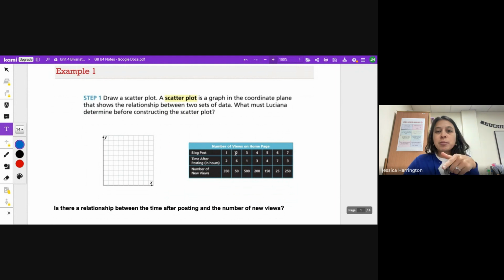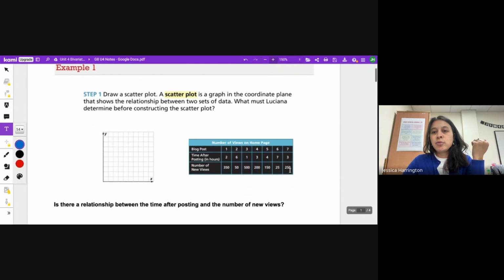If we look at this, this is about a web page, and she's posting blogs on it. So blog 1, blog 2, blog 3, blog 4. And it says the time after posting and how many views it has. So what this means is her first blog post, she went and checked it 2 hours after she posted it, and there are 350 views. Her second blog post, she checked it 6 hours after she posted it, and there are 50 views, right? So all the way up to her 7th blog post. She went and checked it 3 hours later, and she had 250 views.